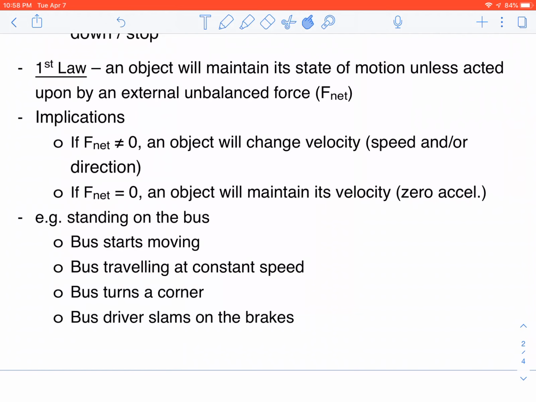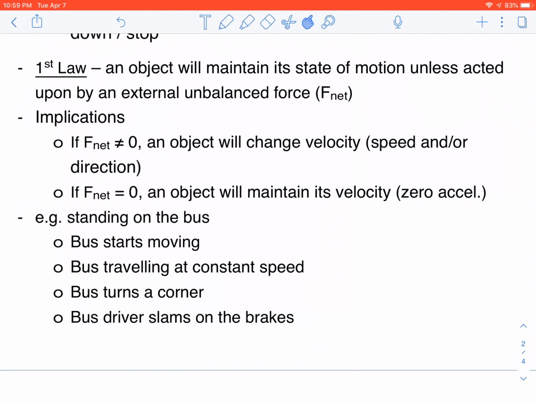Okay, so what are the implications of that law? Well, it says if there is a net force acting on an object, the object will change its velocity. It will accelerate. Remember, our definition of acceleration is delta v over delta t, a change in velocity over time. If the net forces are equal to zero, they are canceling themselves out, the object will maintain its velocity, whatever that velocity is. Think about the bowling ball rolling down the aisle.